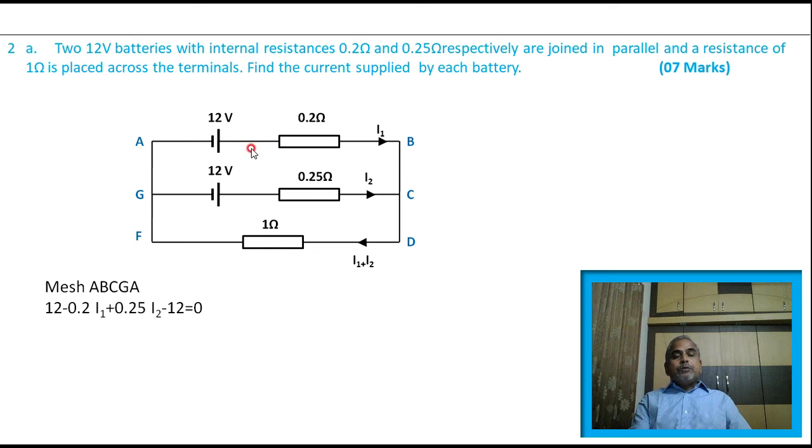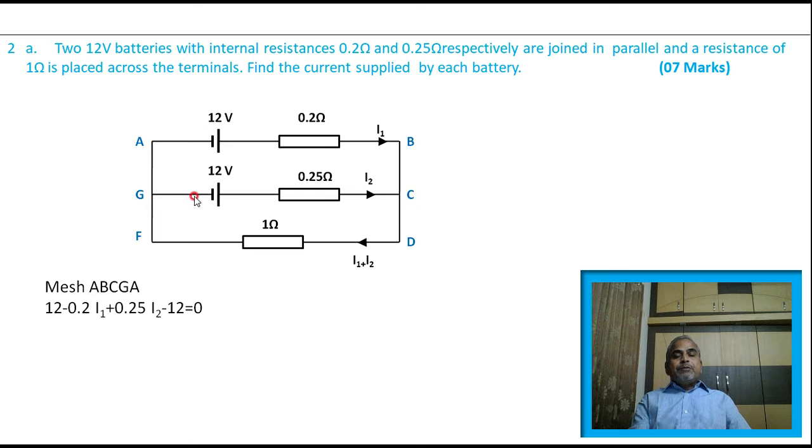The current is also moving from A to B. You are moving in the same direction as the current direction. Based on our convention, this drop you take as a negative drop, that is minus 0.2 I1. Because we are moving from A to B and the current is also moving from A to B, you are moving in the same direction as the current, so the drop is negative.